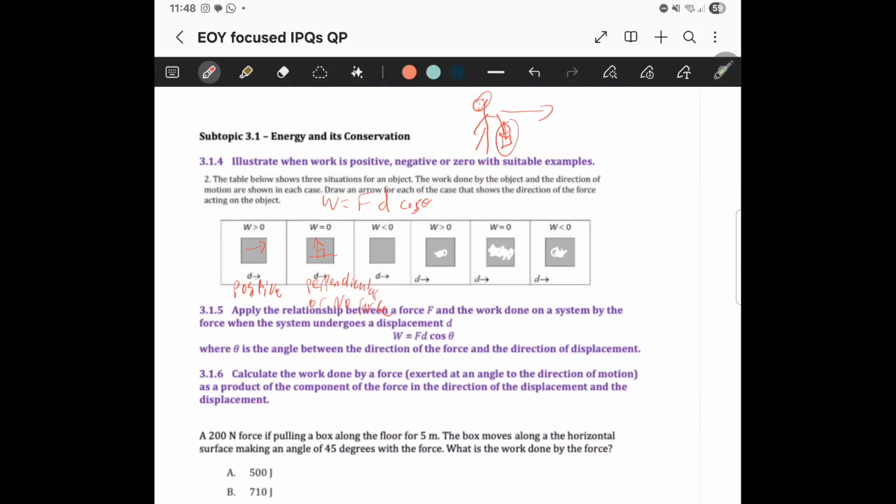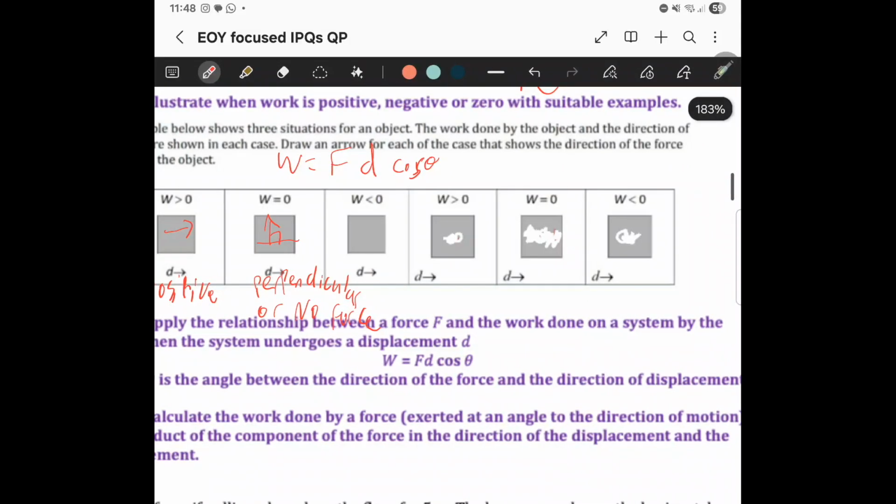I am not doing any work on this. It is not moving in any direction. No matter how much I pull up and down, I cannot make it stop going forward or left. So this is perpendicular, no work is done. In this case, work is less than 0.